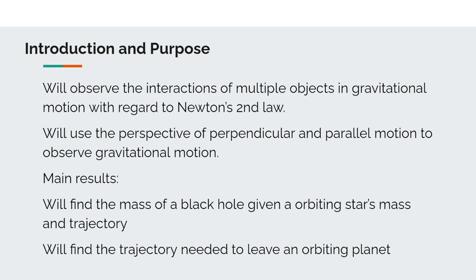And our main results is that we're going to find the mass of a black hole given an orbiting star's mass and trajectory, and then later find the trajectory of a ship needed to leave an orbiting planet of that black hole.